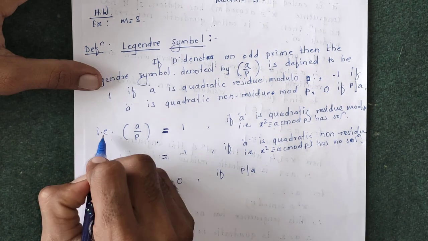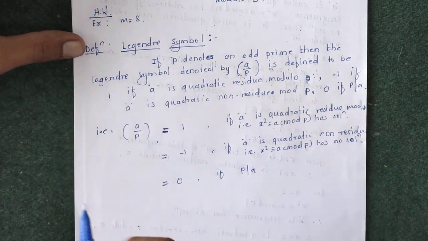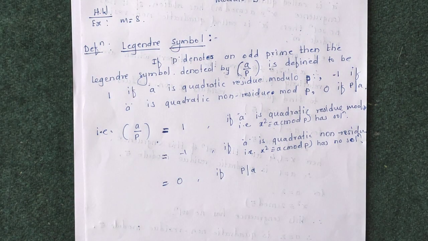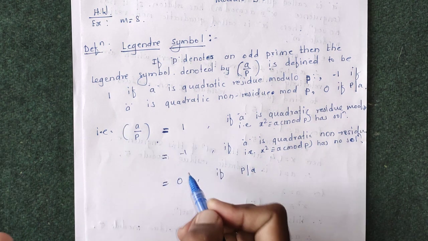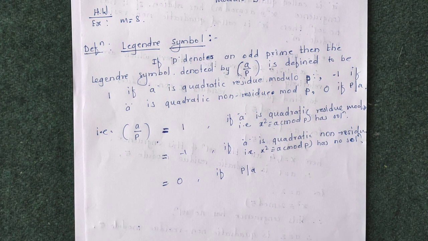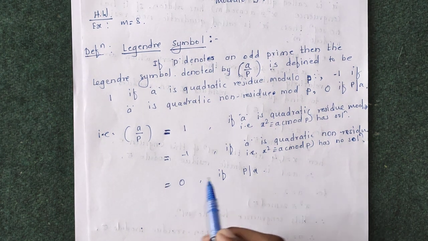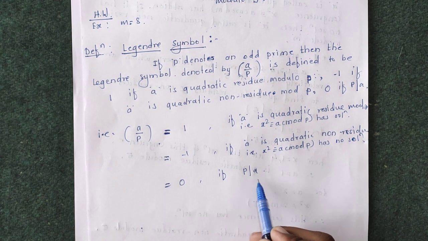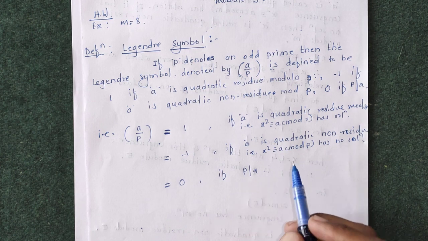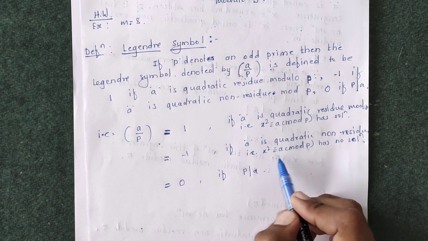So this is the definition of the Legendre symbol. The Legendre symbol of a and p is either 1, minus 1 or 0, depending on whether a is a quadratic residue, a quadratic non-residue, or p divides a. If p divides a, then we just write the Legendre symbol of a and p is equal to 0. If p doesn't divide a, then we will check whether this congruence has a solution or not.